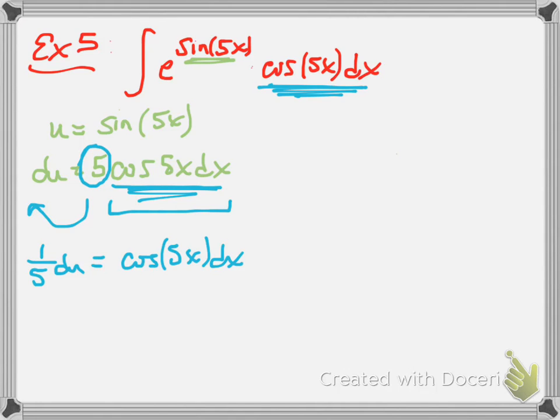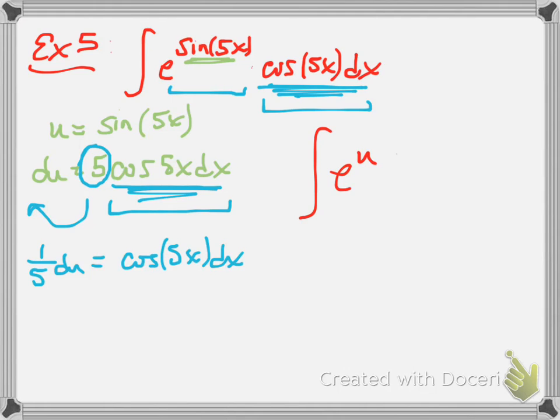Now you say, well, why would you do that? I'm doing that because I want to be able to make a perfect one-to-one match when I substitute. So now I can do that, and here's why. All right, let's start with the e. Now I made u sine of 5x, so I can write that as e to the u.